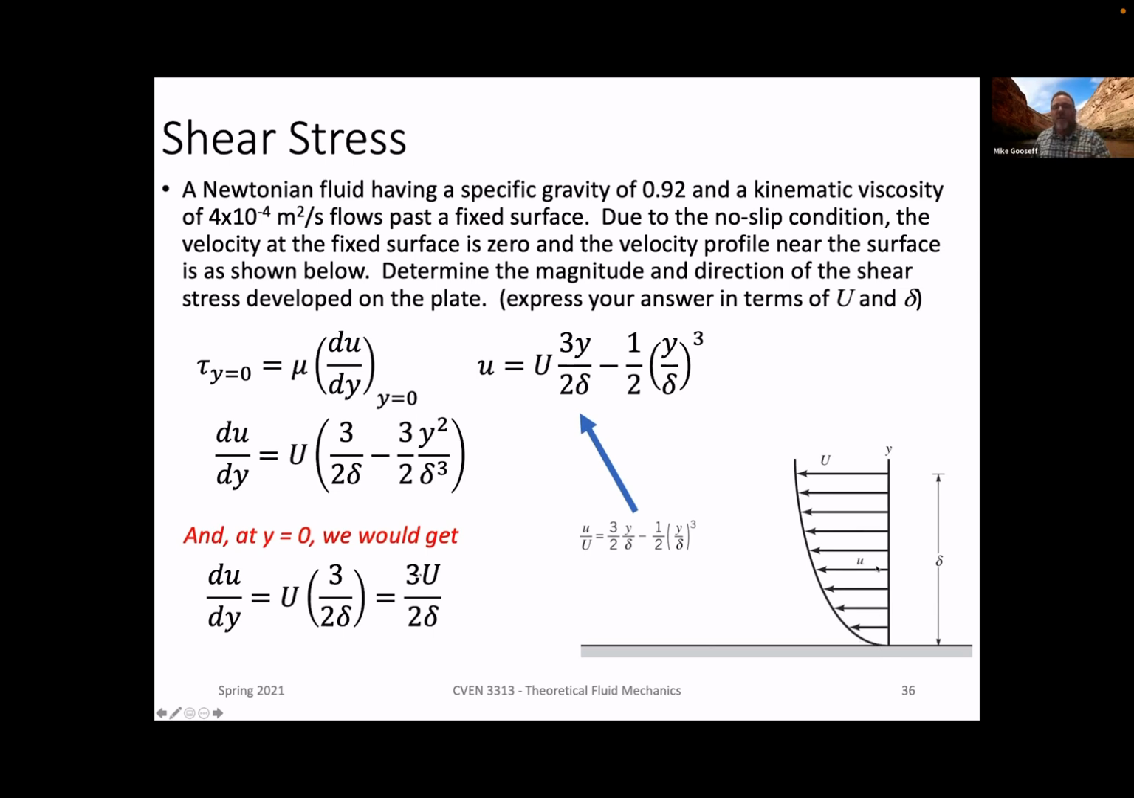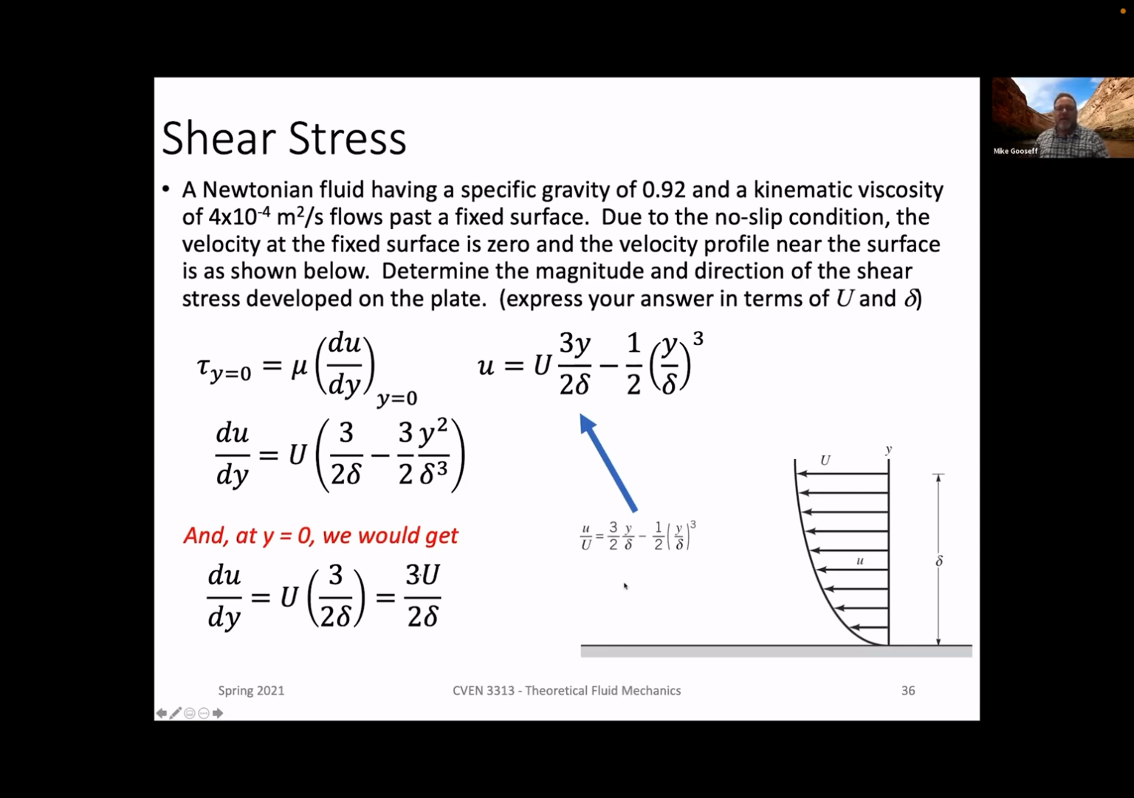If we were at y equals 1 millimeter, we would have a different slope, right? We should come up with a whole different value. But in any event, we're asked to express our answers in terms of U and delta. So we're partway there. This term, when we plug it in here, is going to be in terms of U and delta, but we still have this pesky mu. So what do we do with that?